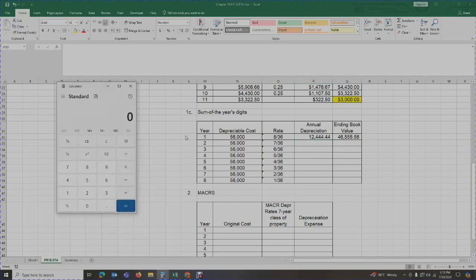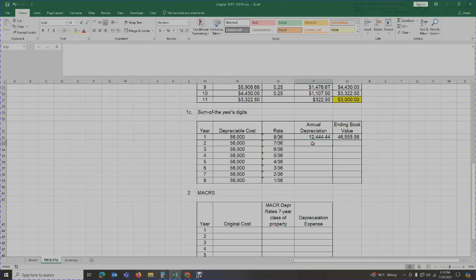Okay, we're going to proceed with the annual depreciation for year number 2. We're going to get our calculators out. 56,000 times 7 over 36. That's going to give me a depreciation of 10,888.888888, whatever. We're going to look at the third digit. The third digit is an 8, which is greater than 5. If that third digit is greater than 5, we round up that second digit to a 9. So this will be 10,888.89. Please be careful with your rounding.